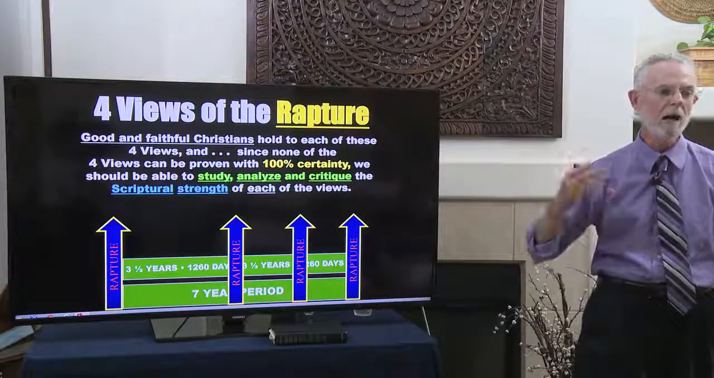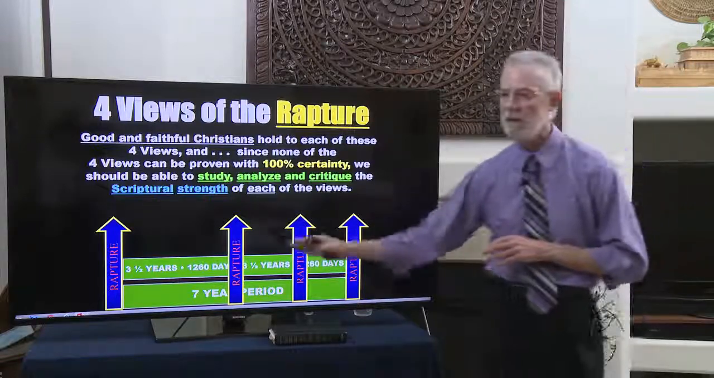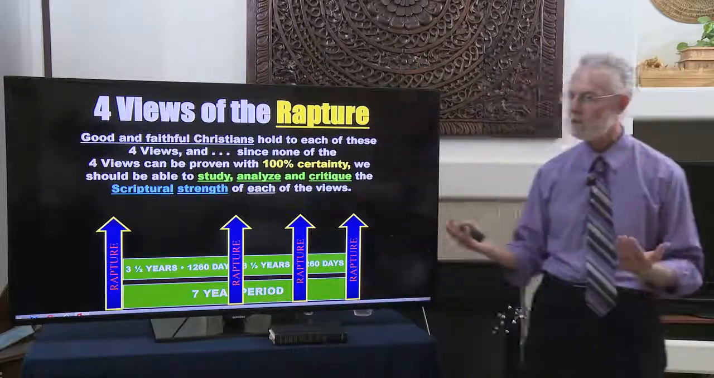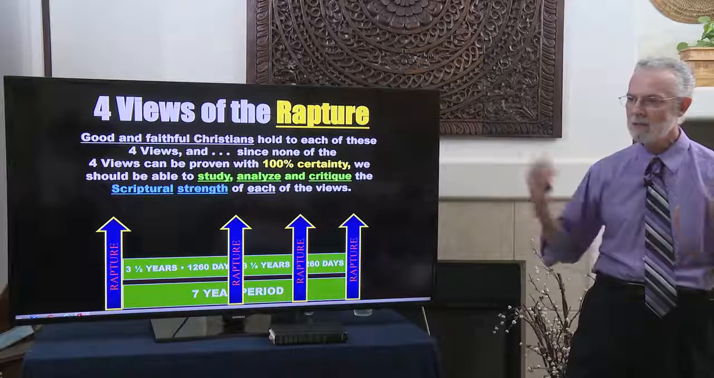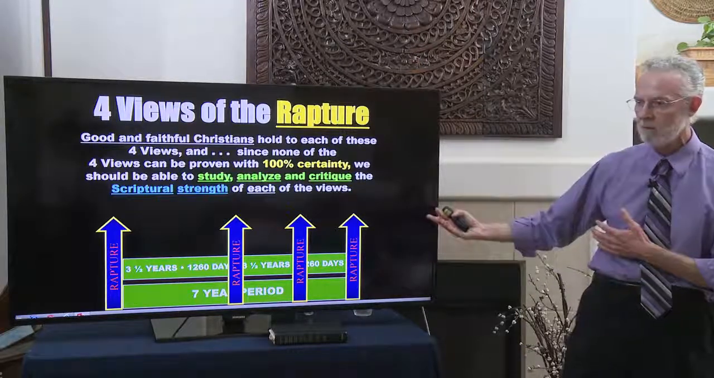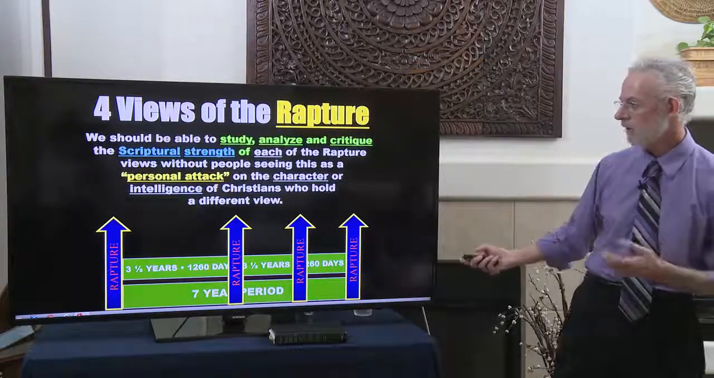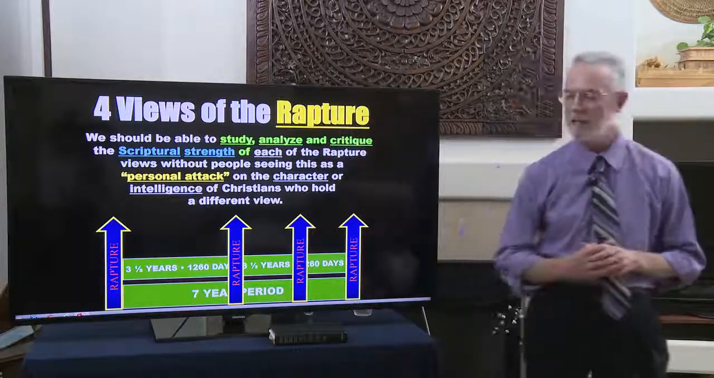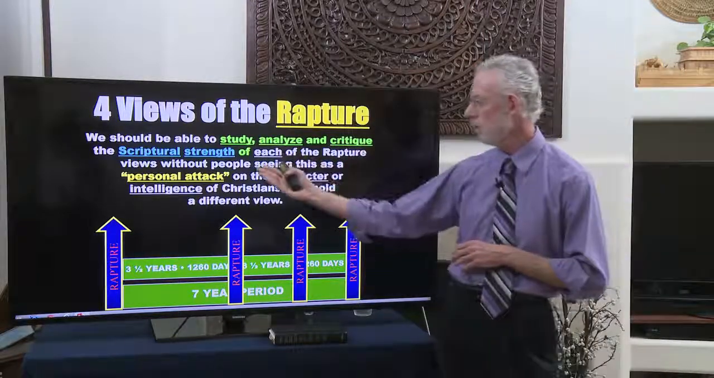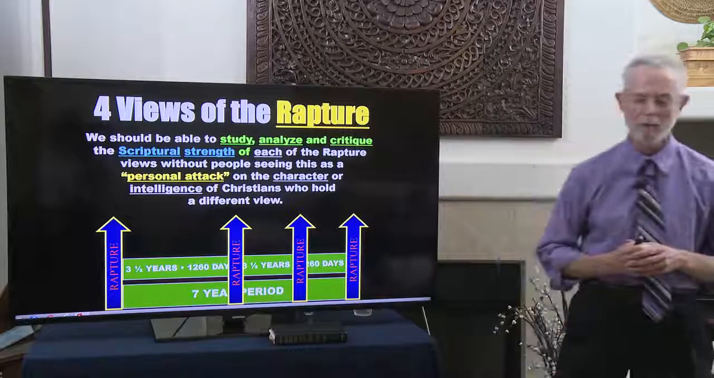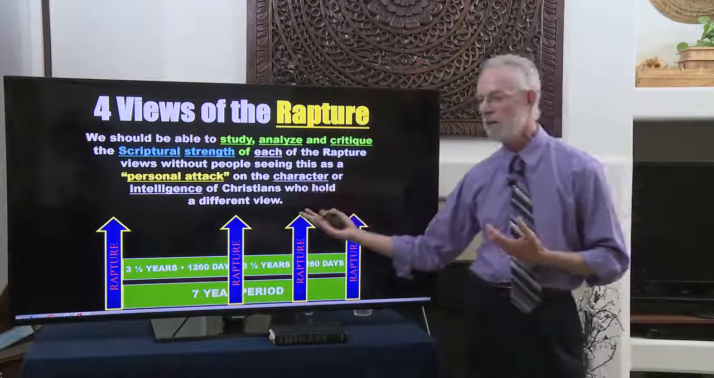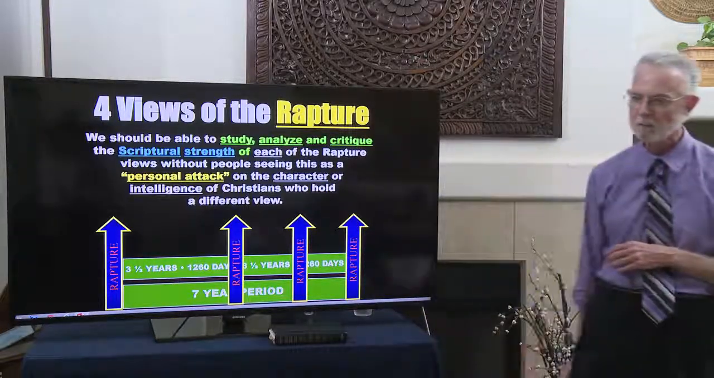Right? The reality is, any honest teacher will tell you that you can't prove any of these four views with 100% certainty. So it makes sense to me that every pastor and every church should be teaching all four of them and talking about the strengths of them, right? We should be able to study, analyze, and critique the strength of each view without people seeing this as a personal attack on the character or the intelligence of Christians who hold a different view.